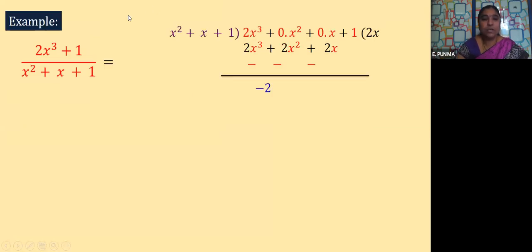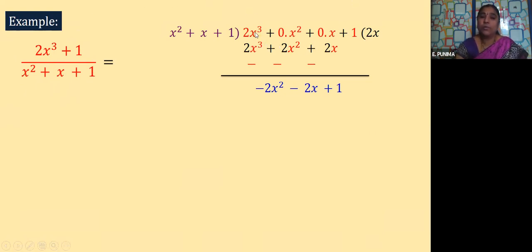So what is this, children? Let us see. Example: 2x cube plus 1 by x square plus x plus 1. This is our improper fraction. Why am I saying it is improper? Because the degree of the numerator is 3 and the degree of the denominator is 2. So the degree of the numerator is more, that's why I am saying it is an improper fraction. Whenever you see an improper fraction, first you have to divide using the long division method.